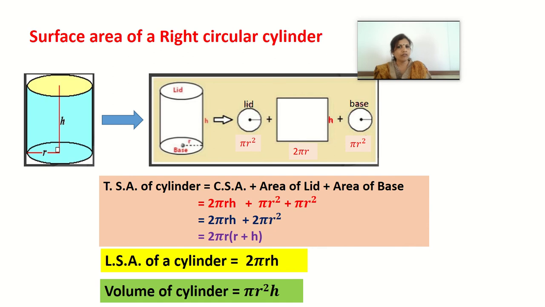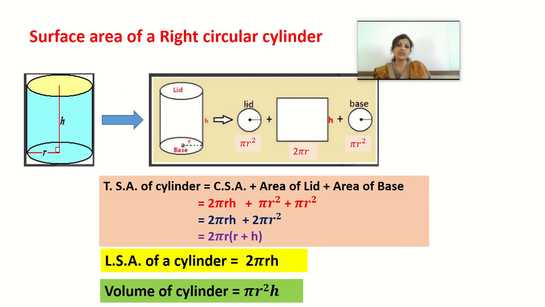So area of lid, which is circular in shape, that's pi r square. Curved surface area, when I open it, it is rectangular in shape, and the area of rectangle is L into B. And if I open the curved surface area, length is 2 pi r, and the breadth is the height of the cylinder, that's h. So curved surface area, or the area of the middle part of the cylinder, is 2 pi r h, and the area of the base is circular, and that's pi r square.